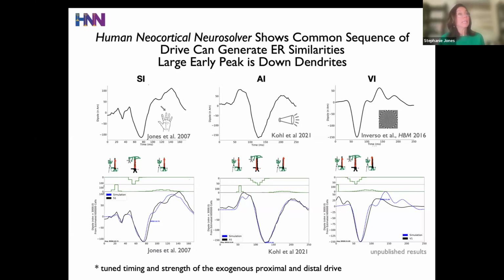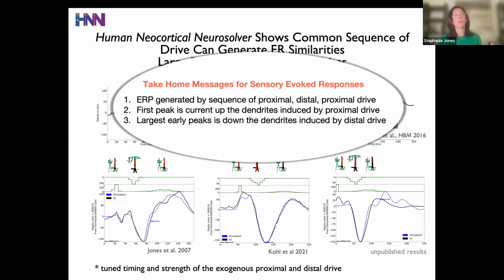The other thing we've shown is that evoked responses in other sensory areas, so this is our somatosensory, this is our auditory, this is our visual, that same sequence of information flow, feed forward, feedback, feed forward, can account for the ERP in all these areas. And so what that suggests is that the macro scale signal is really dictated by commonalities in the cortical structure in these brain areas that we're capturing with HNN. And they represent this sequence of activation that pushes current flow up and down. And so some of the take-home messages from these studies is that ERPs can be generated by a sequence of proximal, distal, and proximal drive.